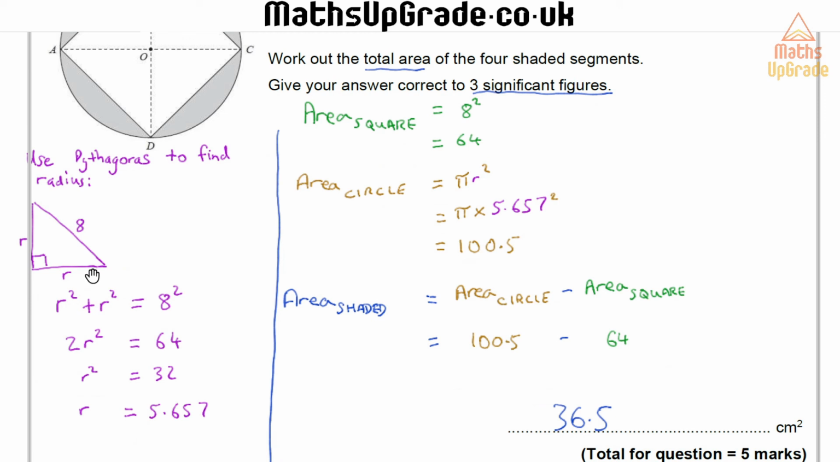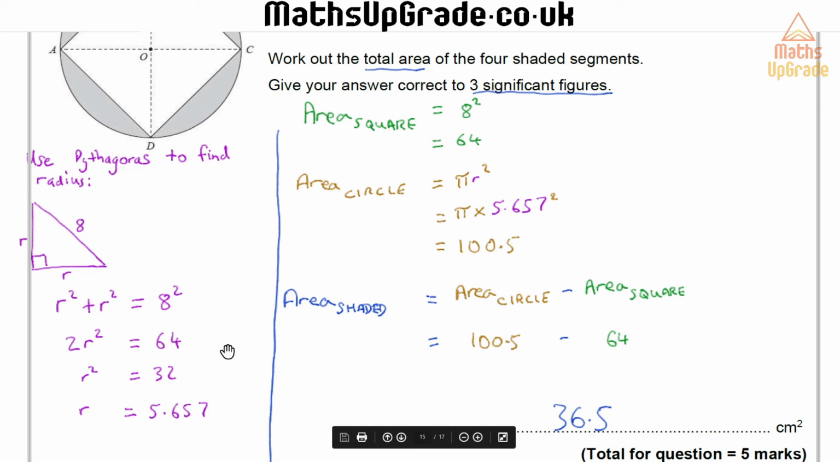But because this triangle is isosceles, because it's got two equal radii, I know that using Pythagoras, the sum of the squares on the two shorter sides is equal to the square on the hypotenuse. So radius squared plus radius squared is equal to 8 squared. Well, these radii are equal, so I can just collect like terms here. Then I can divide both sides by 2 to solve this equation, and then just square root, and that would give me the radius of 5.657.